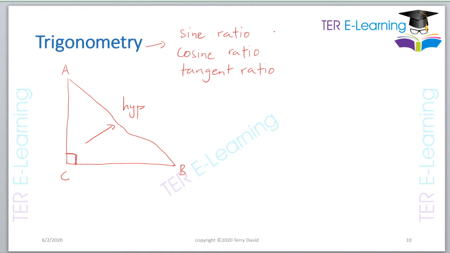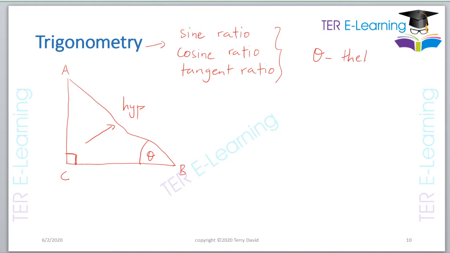Now, in order for us to use the sine, the cosine, and the tangent ratio, we must have an angle other than the right angle in the triangle. So this angle here, right, if you've never seen this symbol before, it's called theta. And so this is a symbol, it's a Greek letter, right?